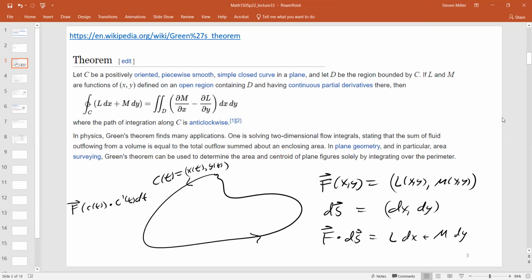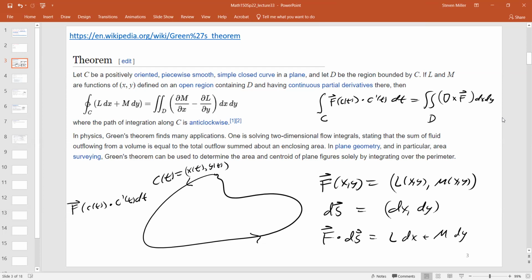And what Green's theorem says is that if you look at this line integral, so this is essentially the integral over my curve C of F(c(t)) dotted with c'(t) dt, that's basically equal to the curl of F dx dy over the region. We have to be a little bit careful.